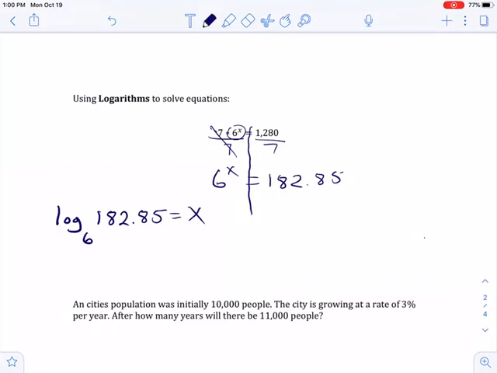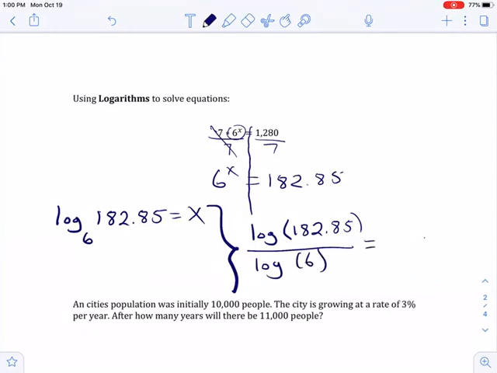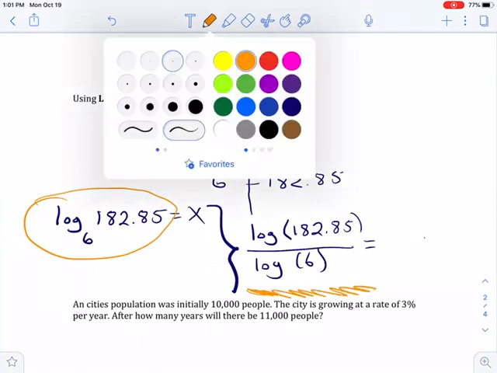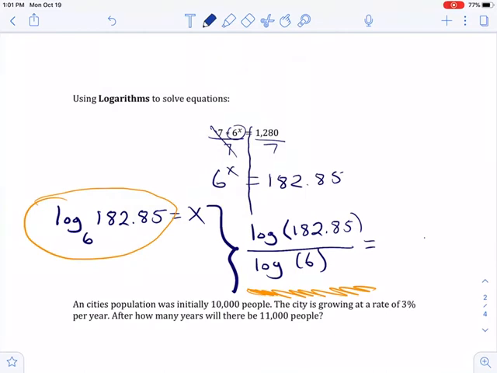So at this point, we just need to learn how we're going to plug this into our calculator. And there's some slight trickery to this that we're going to be talking about in our next lesson. But for the immediate intents and purposes, we can just say that in order to evaluate this, you're going to do log of 182.85 divided by log of 6. And those would just go into your calculator. So this is equivalent to this statement right here. And the nice part is that my calculator has all of those buttons. Your phone should as well.